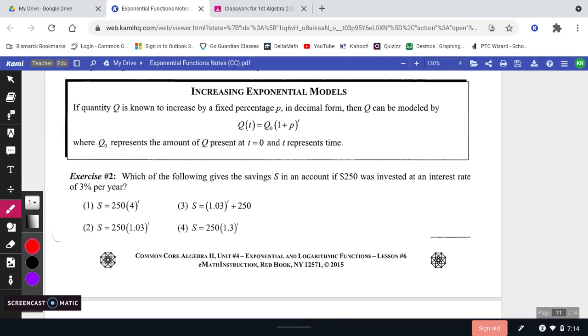Okay, so example or exercise 2, which of the following represents this situation? Savings account, $250 was invested at an interest rate of 3% per year. So on that one, it's going to be number 2. $250 is what I originally invested. Since I'm getting 3% each year, then 1.03 is going to be that growth factor, and then to the t power. Okay, so it's going to be option number 2.